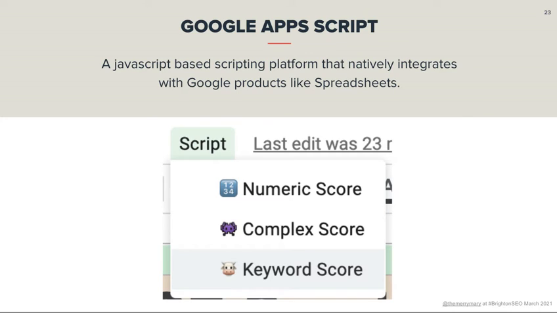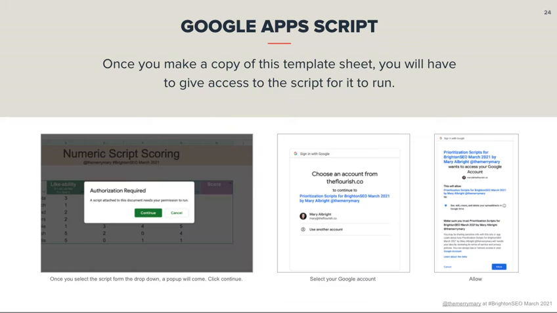Using Google Apps Scripts allows us to scale prioritization way, way, way more. It also allows us to have variable formulas. So things can change and people can go in and adjust them to their liking. So Google Apps Scripts, if you don't know, is a JavaScript-based scripting platform, and it natively integrates to all of Google's products, so super easy if you're already using Google.